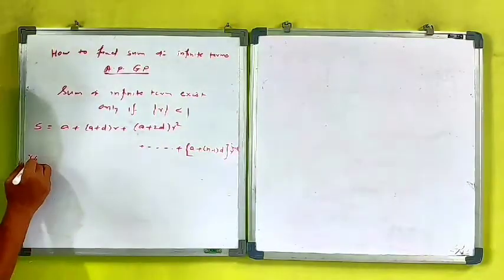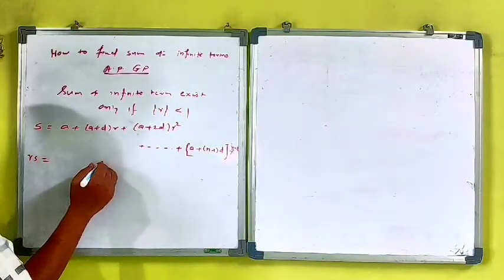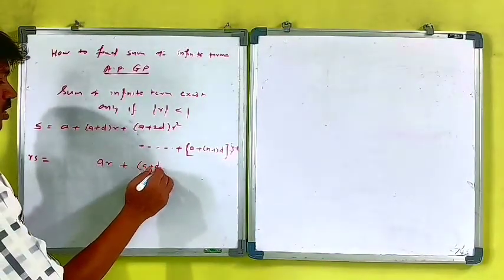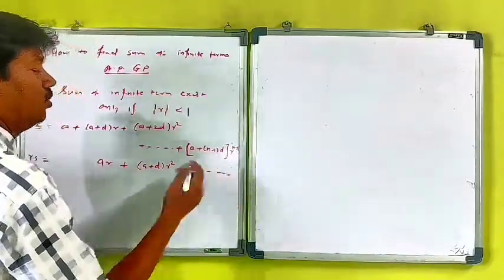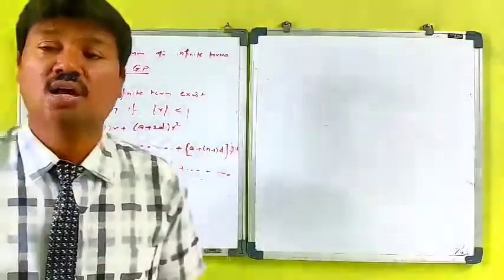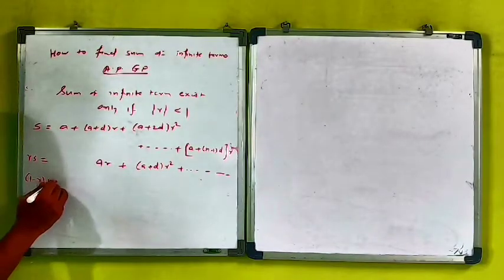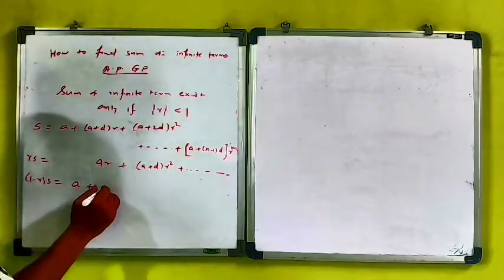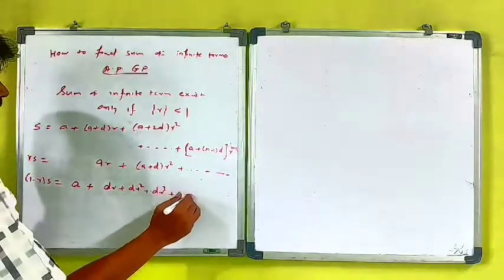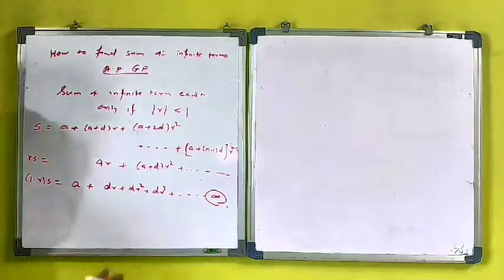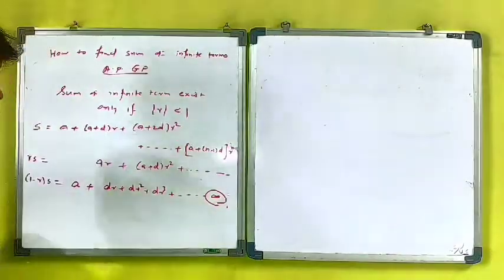We will go with the same procedure, multiply with r. Here also the same. That is, here it is a plus d r square. But we just ignore the last term. With the infinite series, there is no need to write the last term. Just subtract, 1 minus r into S is equal to a plus d r square, d r cube, like this up to infinity. So here we will use the infinity formula.